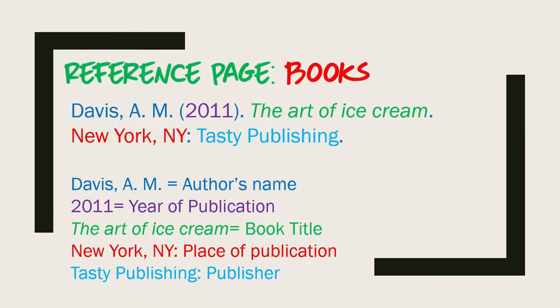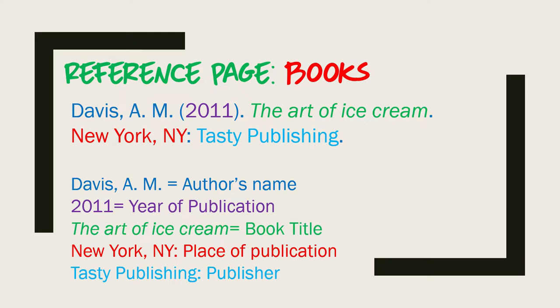Let's start with a book. First, include the author's last name and the first and middle initial. It's okay if there isn't a middle. In cases of more than one author, repeat the process for each and include an and symbol. You can do this with up to 7 authors. Then include a period. Next, include the year of publication in parentheses. Then include a period. Next, include the name of the book.